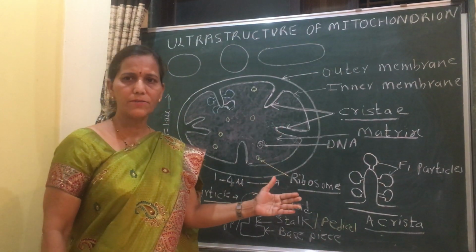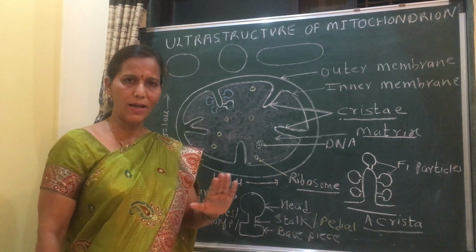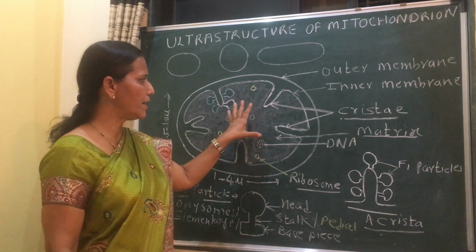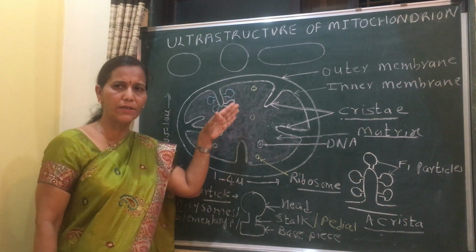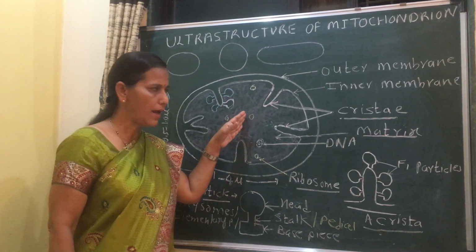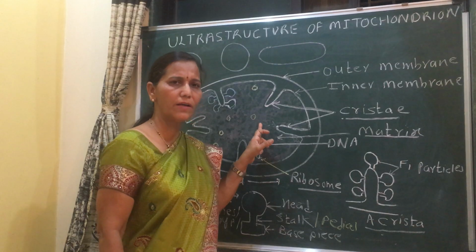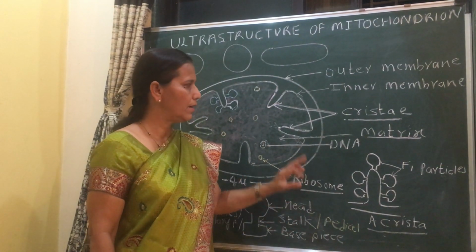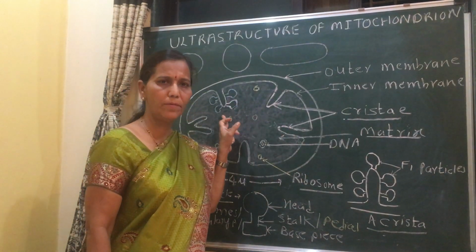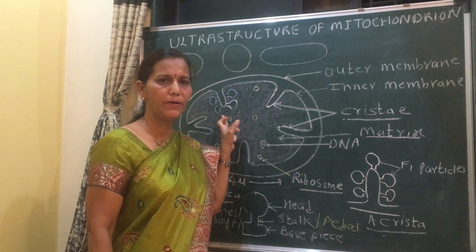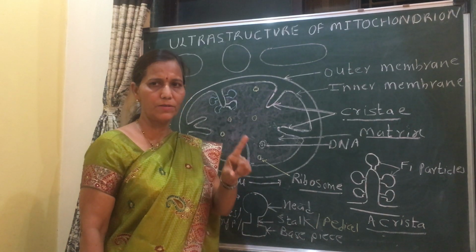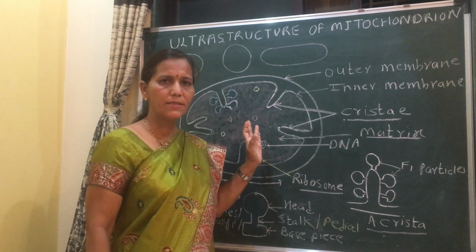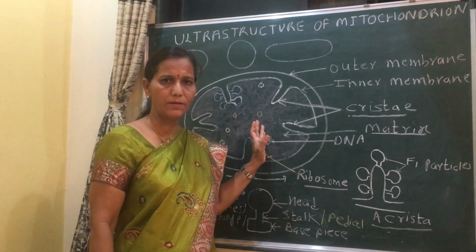There are different stages of respiration. The first is glycolysis, which occurs in the cytoplasm. Second is the Krebs cycle, where oxidation of pyruvic acid occurs, and this occurs in the matrix. The electron transport chain occurs in the F1 particles. Remember these functions? Again, we will revise them. First, it is a site of aerobic respiration.